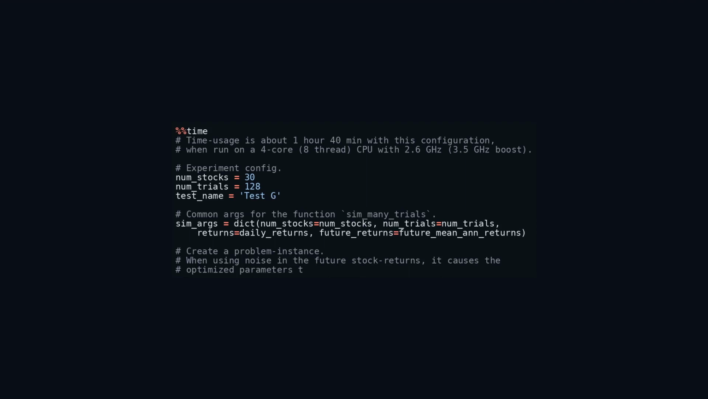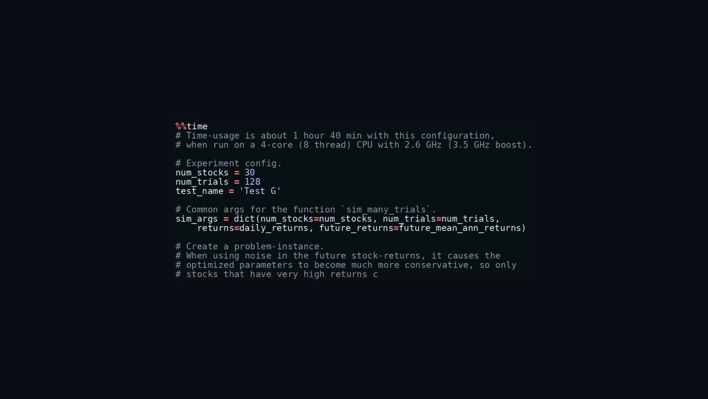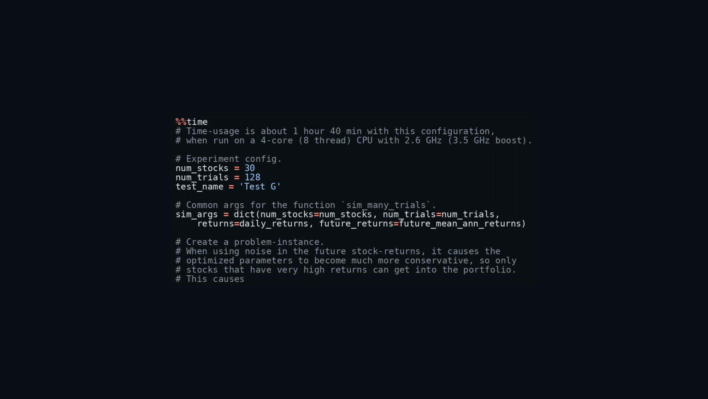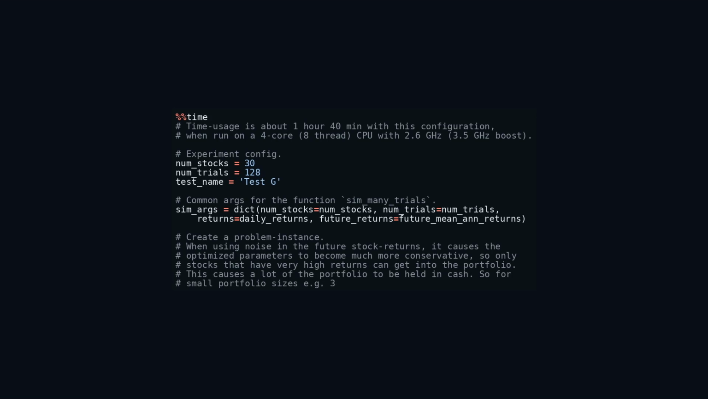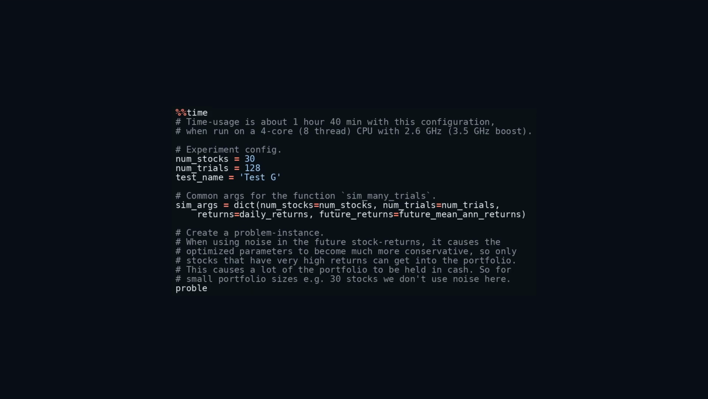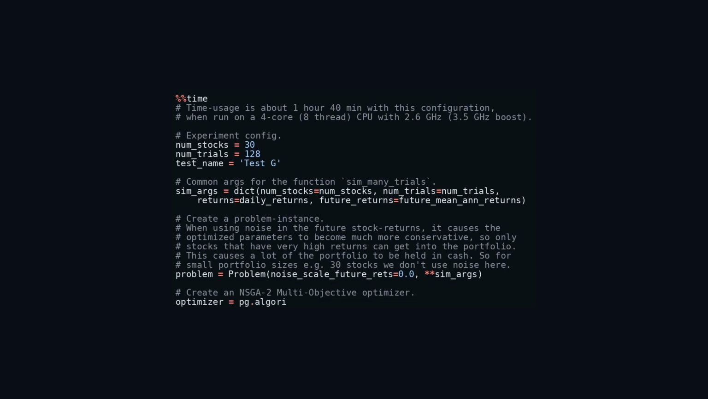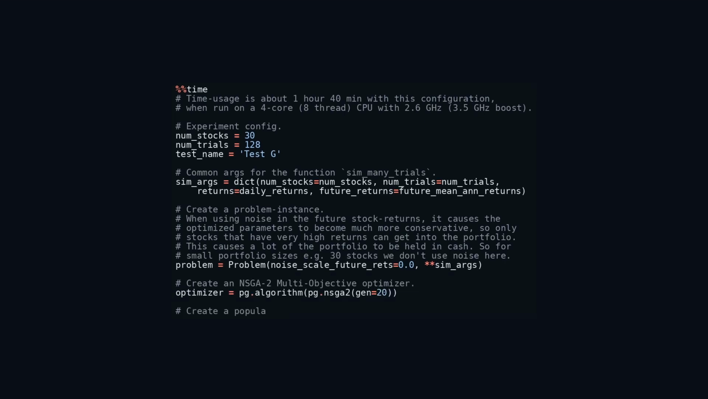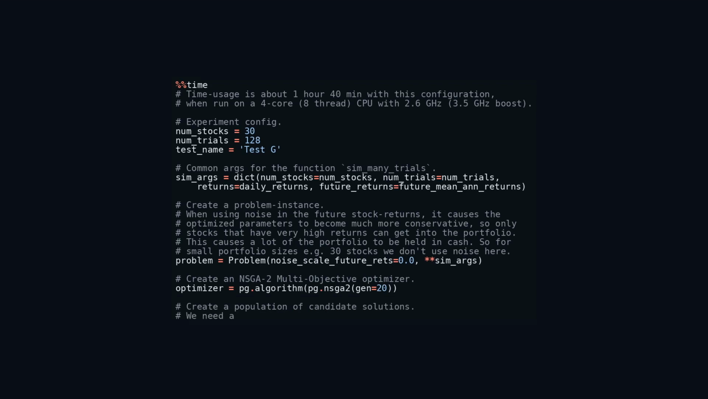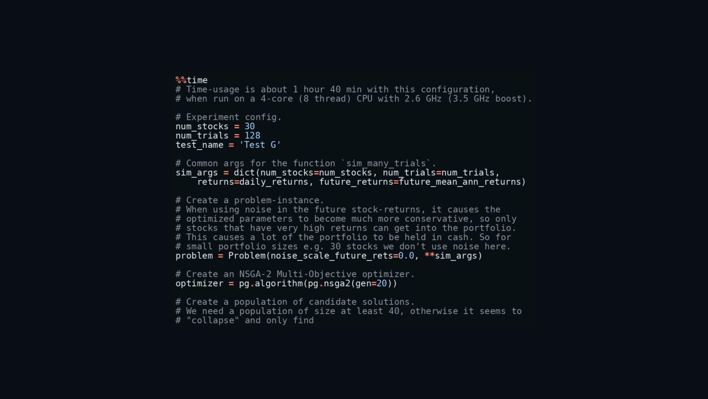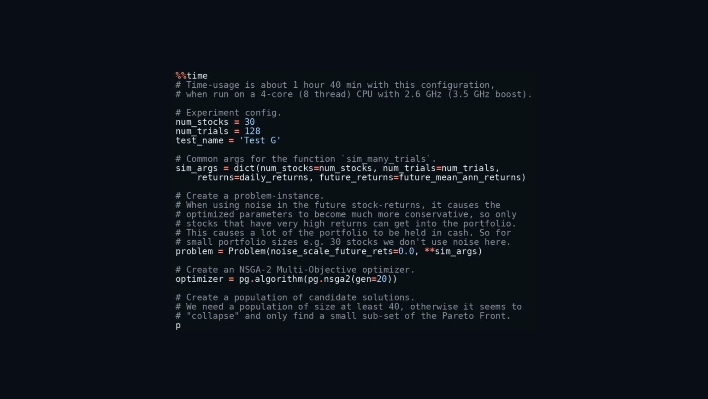The NSGA2 optimizer is initialized with a generation count of 20. Subsequently, a population of candidate solutions for optimization is created, with a minimum population size of 40 to prevent premature convergence to suboptimal solutions. The population is evolved using the NSGA2 algorithm to optimize the defined problem. The process concludes by extracting the best found parameters and fitness values from the evolved population for later analysis and sorting these based on the first objective value in fitnesses.